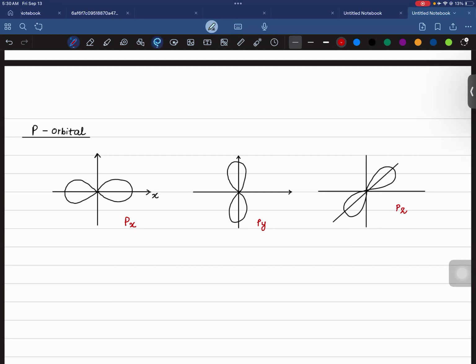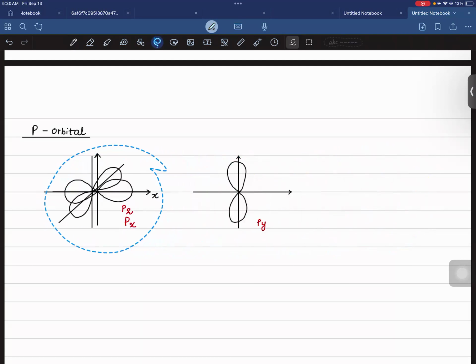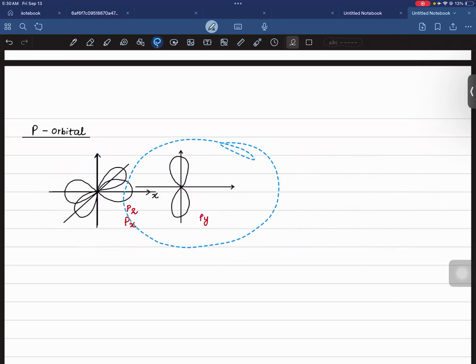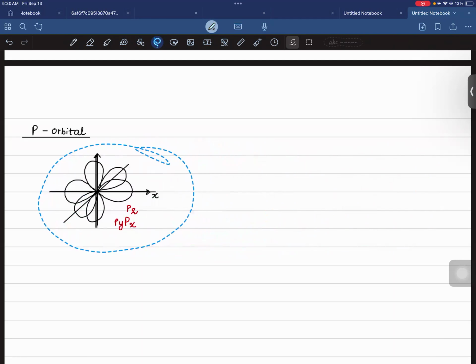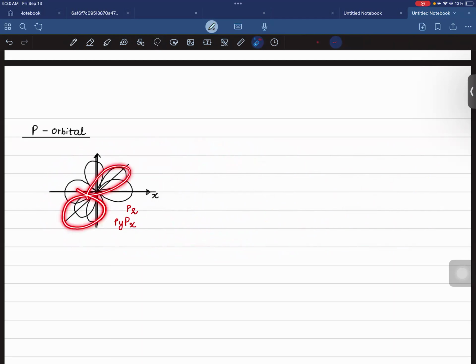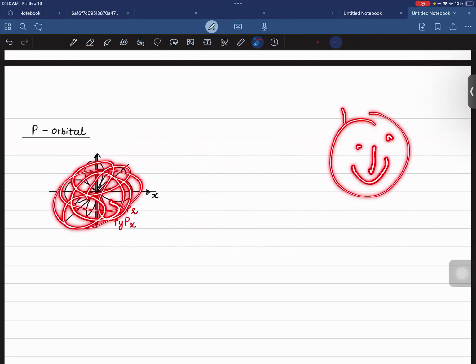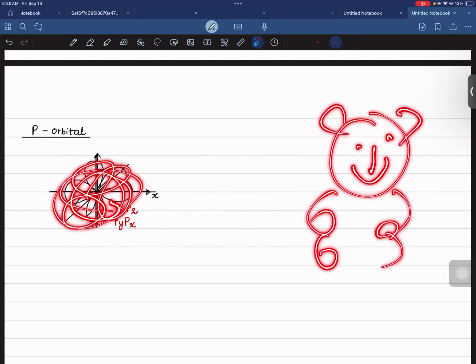What do you think if I'm going to mix them together just like that? This is the whole p orbital. When the electron would be revolving just like that, let's suppose I'm standing over here and I'm just looking, I will see electronic cloud.